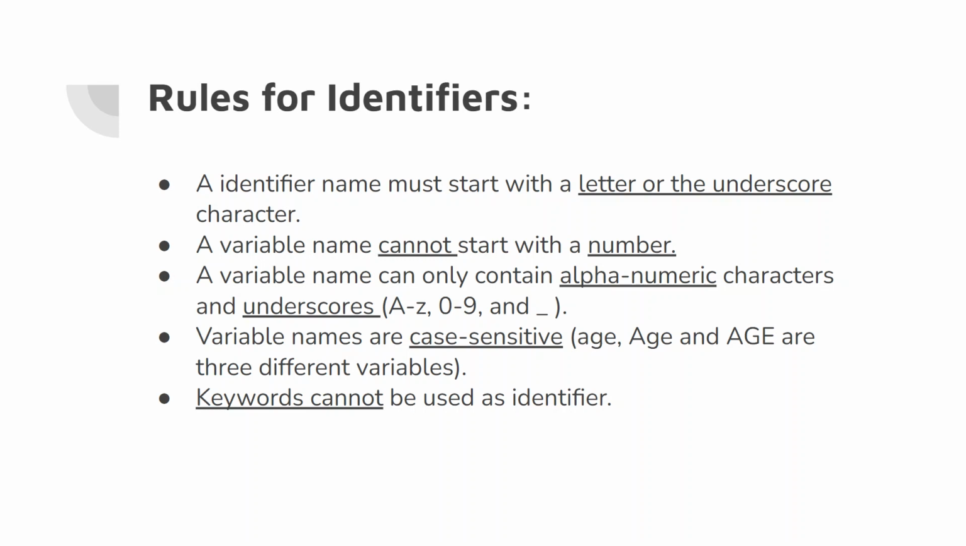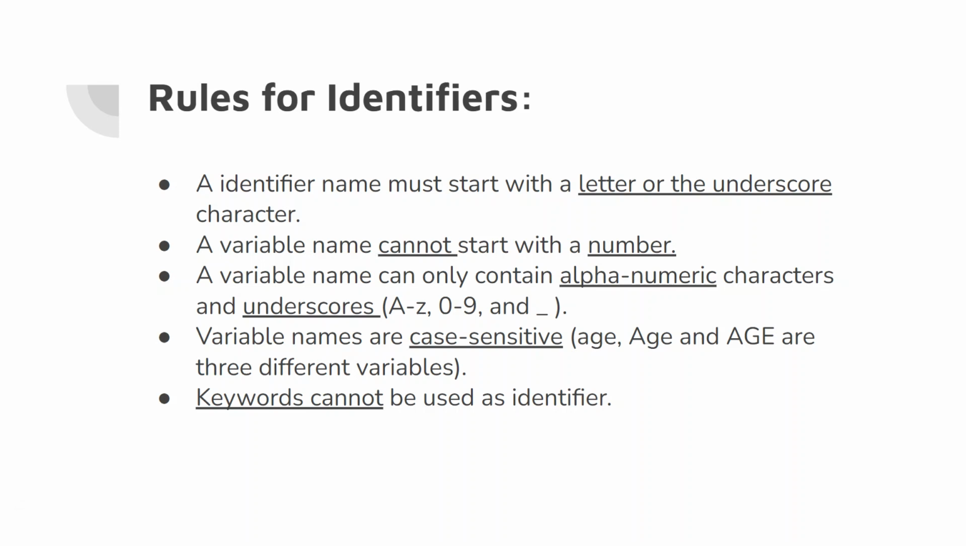An identifier name must start with a letter or an underscore. This is the most important condition. If you start an identifier with any symbol or any number, it will not work. So a variable name cannot start with a number. A variable name can only contain alphanumeric characters and underscore. So first, it should not start with a number, but at the end or in between, you can use numbers.